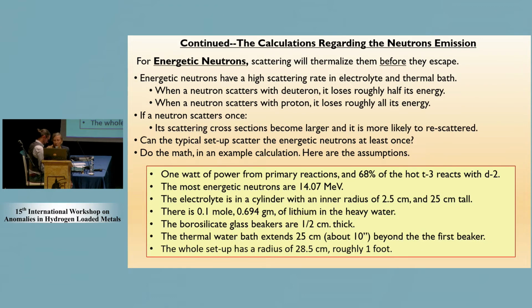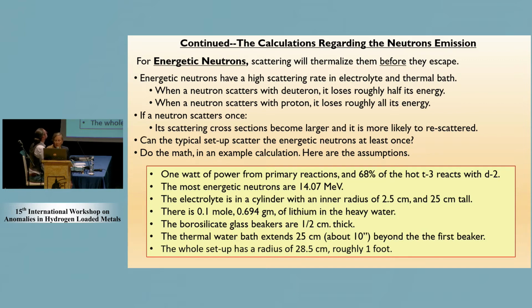Most energetic neutrons will escape the palladium core before they thermalize. When they enter into the electrolytic or water bath, they scatter. If they scatter once, they lose about half of their energy. So if a neutron scatters once, its scattering cross-section becomes larger, and it is more likely to scatter again, and again, and again, until it thermalizes.